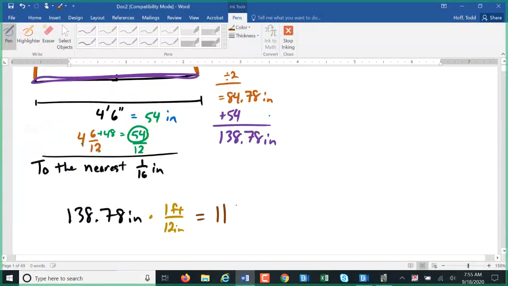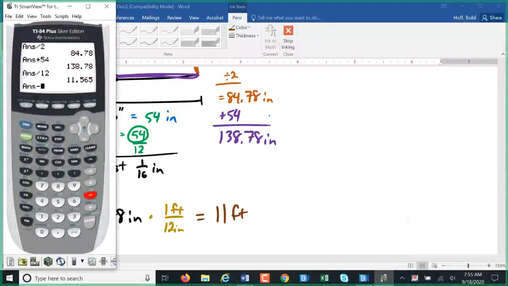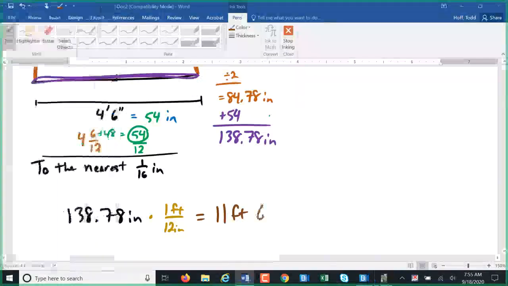There's 11 feet there. How many inches are left? Well, I'm going to take off that 11 feet. I have 0.565 feet left. Well, I'm just going to multiply by 12. Turns that part back into inches. That's 6.78 inches.